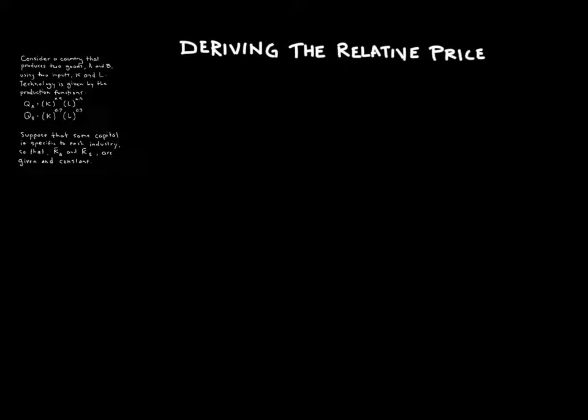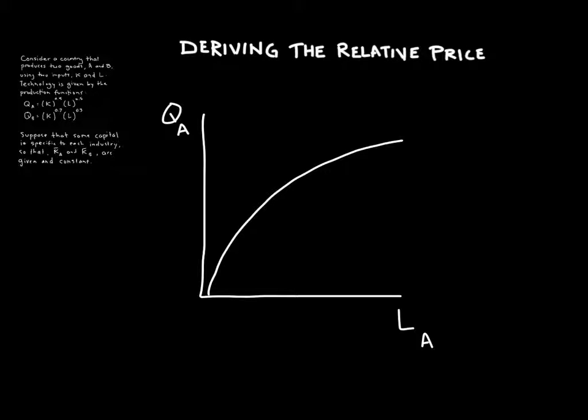So the shape of the production function is going to be given by what happens as you add more and more workers to industry A. The output of A will increase at a decreasing rate. It's going to look something like this. And of course the slope here is going to be equal to the marginal product of labor in the A industry. And again, we remember that the capital for this industry is fixed.